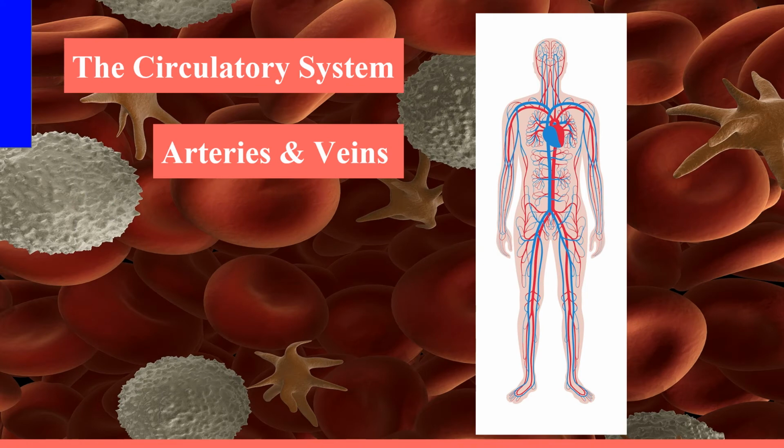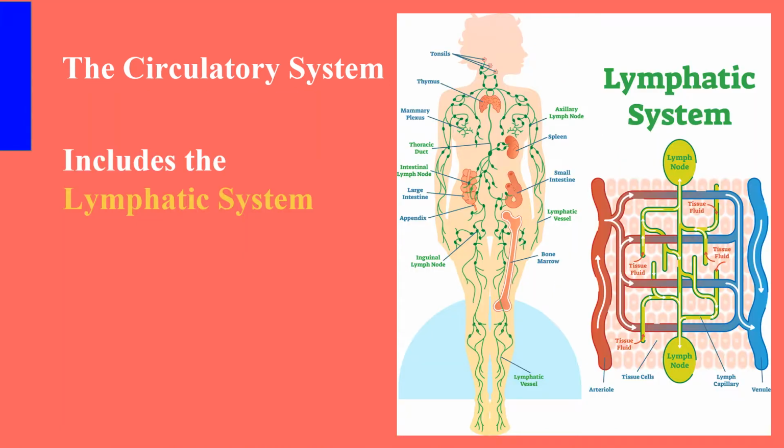Arteries and veins tend to run parallel to each other. Also running alongside the arteries and veins are the vessels and nodes of the lymphatic system. Arteries, veins, and the lymphatic system taken together are all part of the circulatory system, although often when people refer to the circulatory system, they are referring solely to the blood circulatory system.